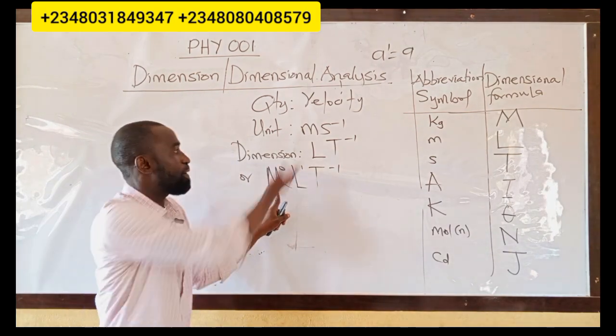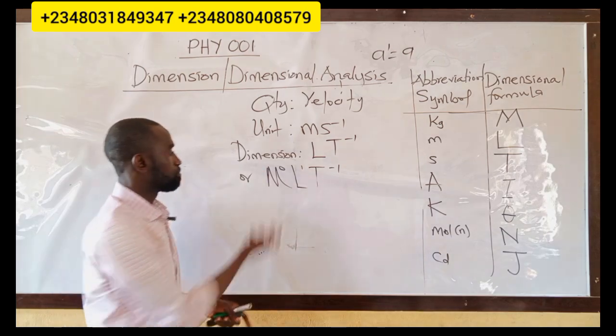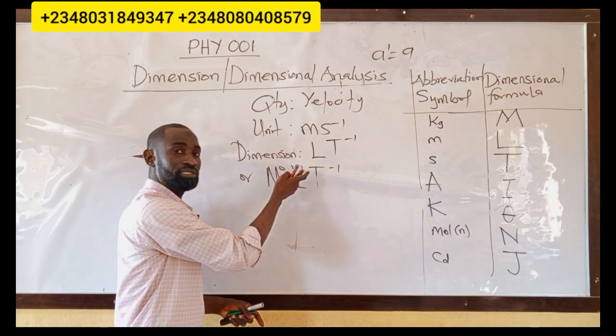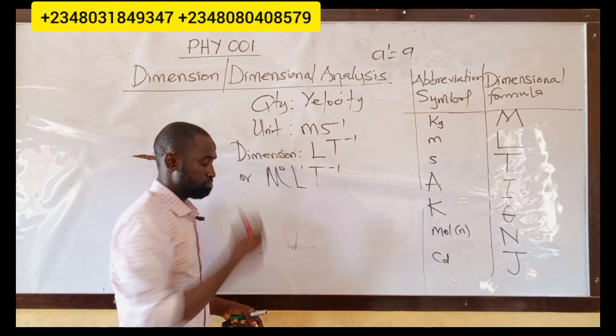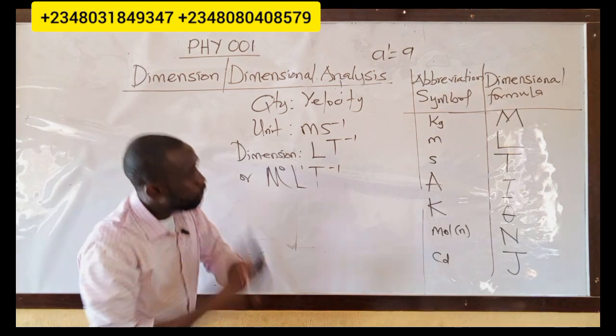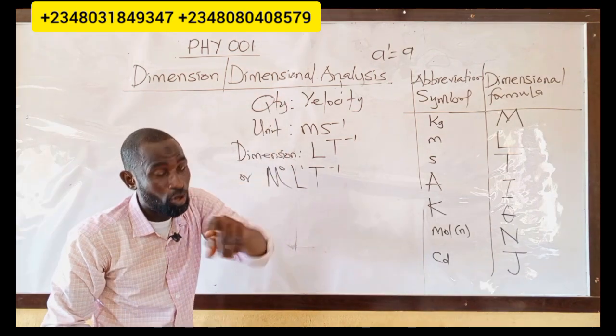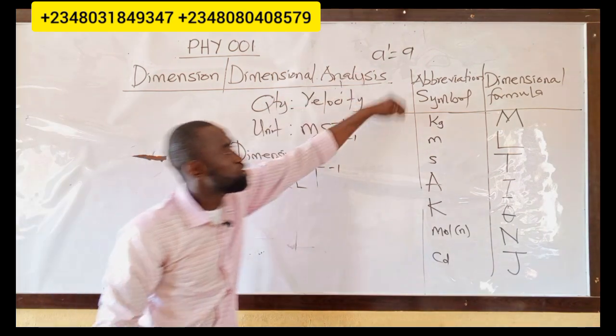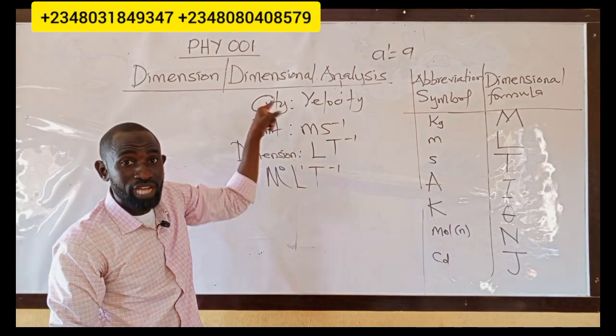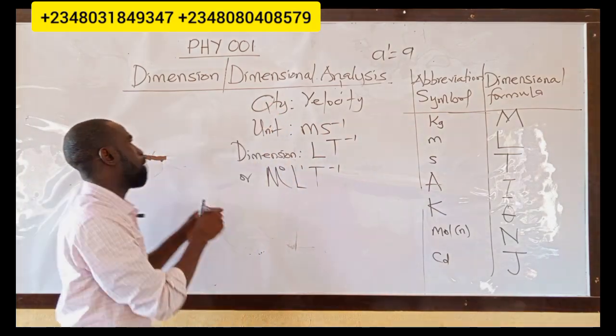So what are the powers of this dimension? 0, 1, and minus 1. Are you with me? The most important thing under dimension is that we must know the units of that physical quantity.